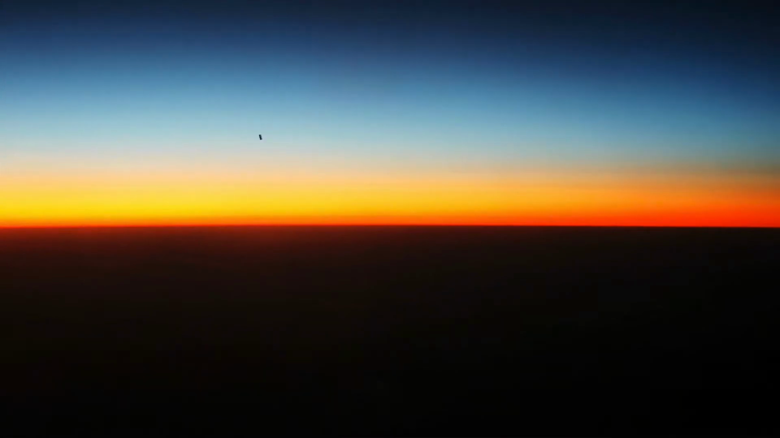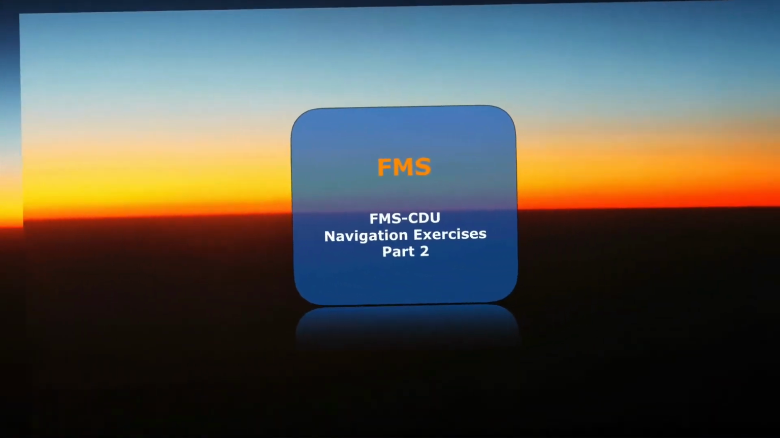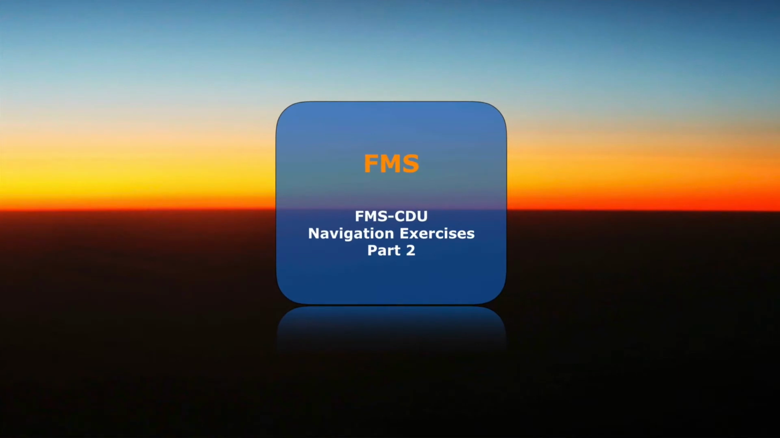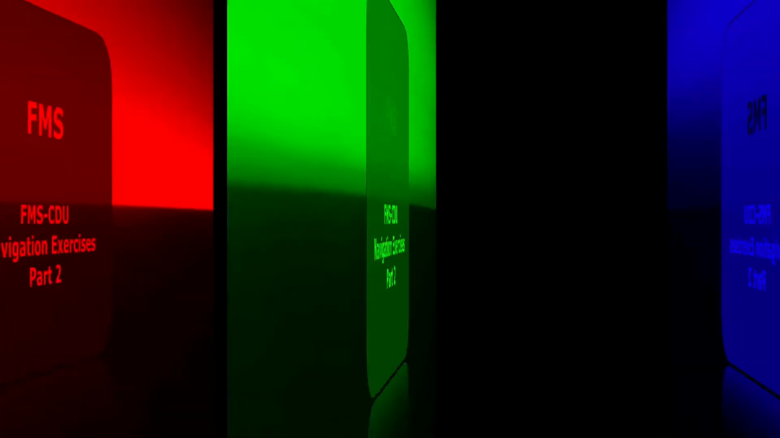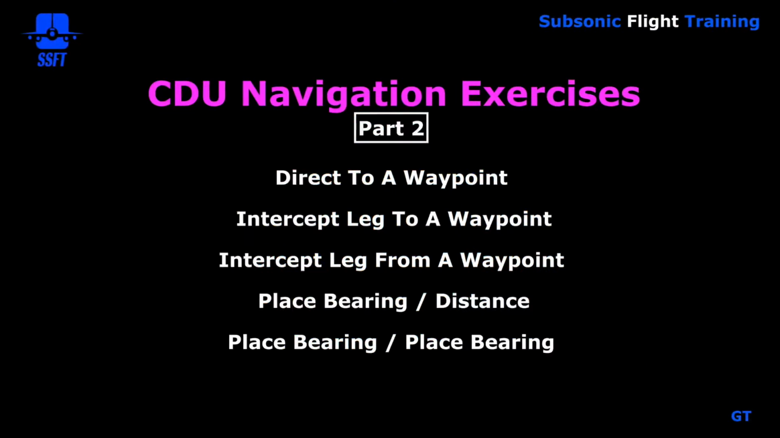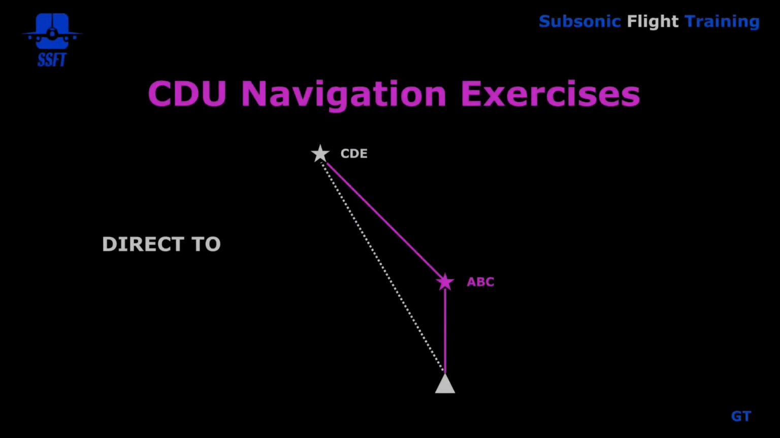Today our briefing will cover, under the category of flight management system, the FMS-CDU. We're performing navigation exercises, and this is part 2. In part 2, we're going to be looking at going present position direct to a waypoint, intercepting a leg to a waypoint, intercepting a leg from a waypoint, and then we'll look at creating waypoints using place bearing distance and place bearing. Some of the basic CDU exercises.